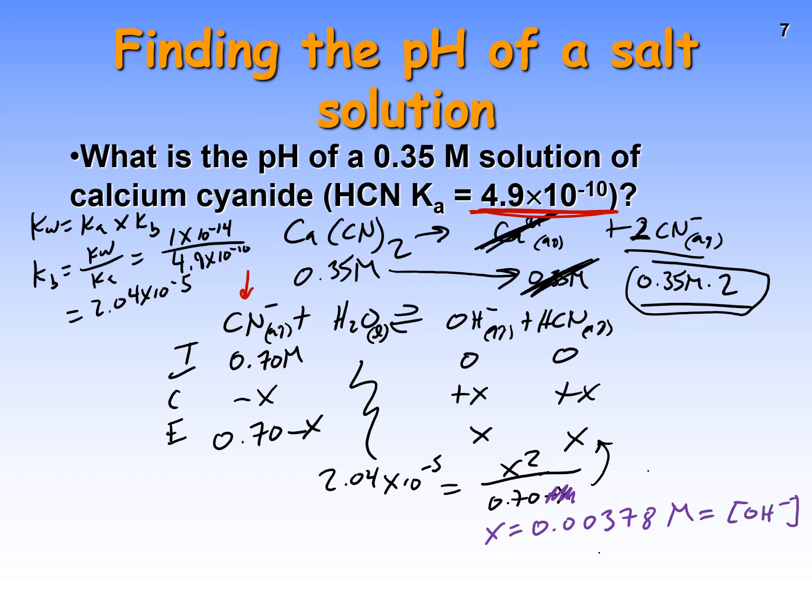I can get the pH through pOH, right? So the way I'm going to solve this is get the pOH, which is just negative log of that value. That gets me 2.42. And then I know pH is equal to 14 minus 2.42, or 11.58. And this would be my answer.